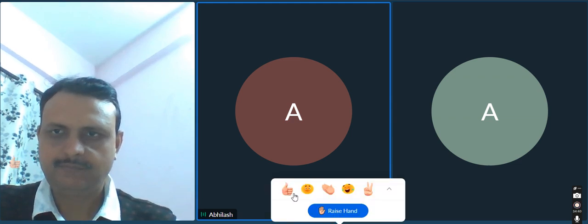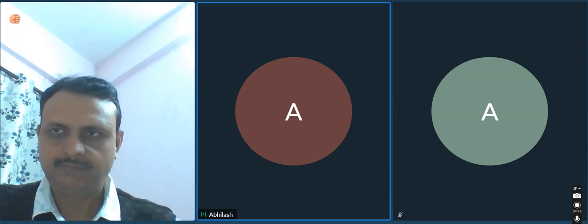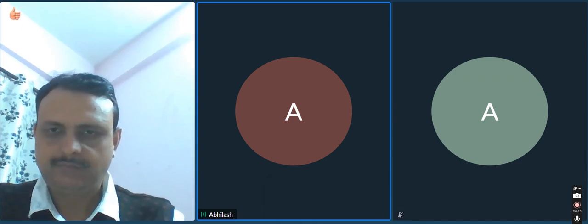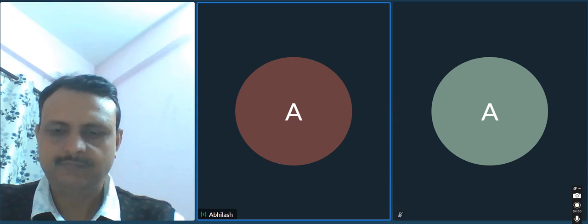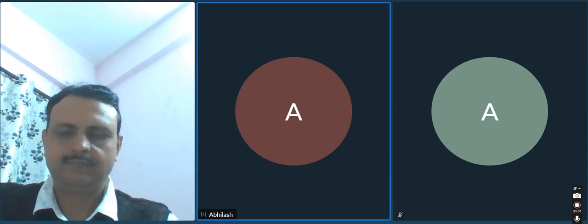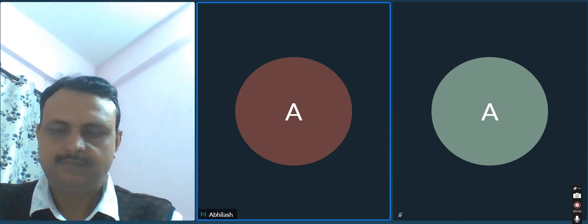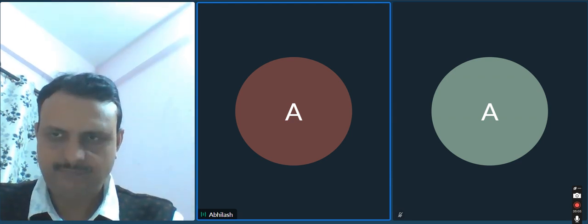Basically, it's how many story points your team has committed and how much you were able to deliver. So for example, if you have committed 50 story points and you have delivered 45 story points, commitment reliability would be delivered by committed into 100. So 45 by 50 into 100 would be 90 percent, because we were unable to deliver the 5 story points.